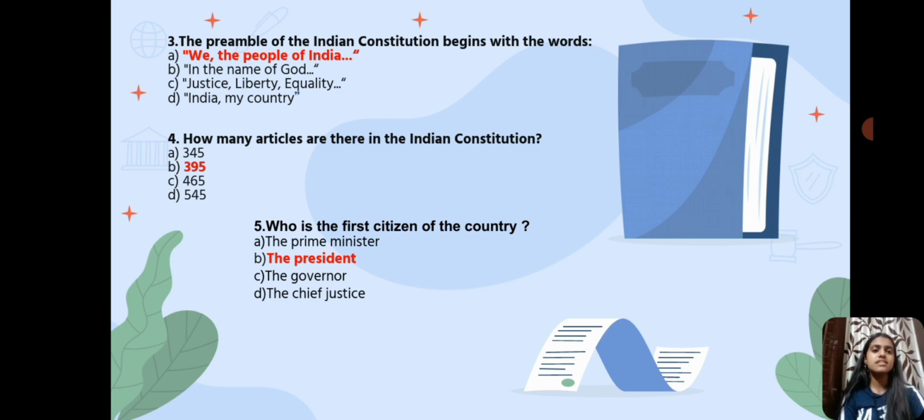Who is the first citizen of the country? The Prime Minister, the President, the Governor, the Chief Justice. According to our Constitution, our President is considered the first citizen of our country.